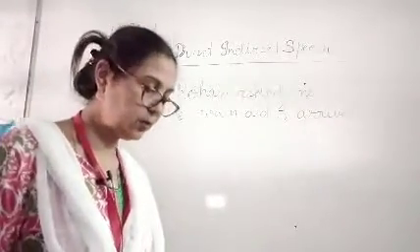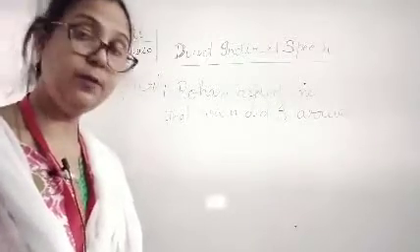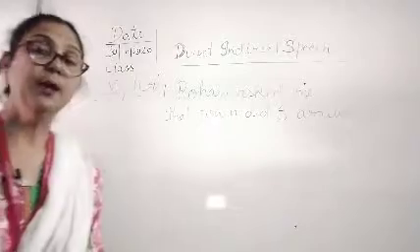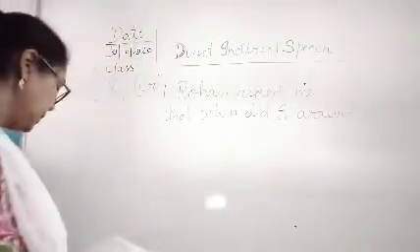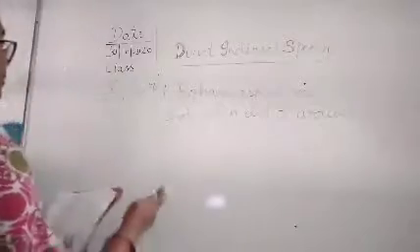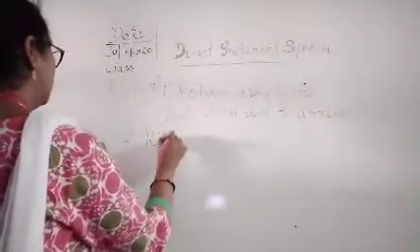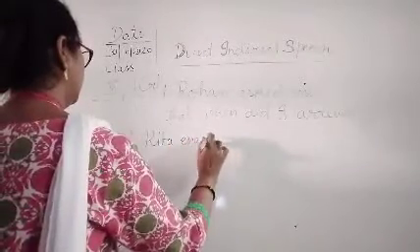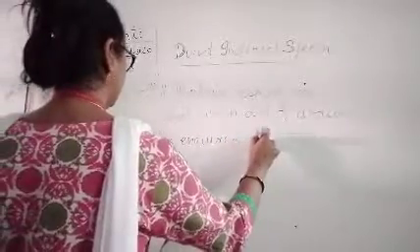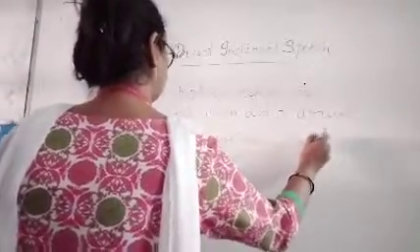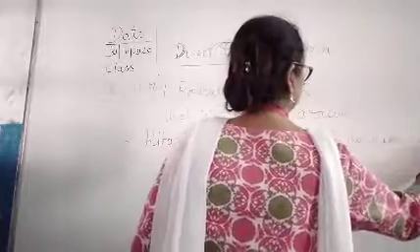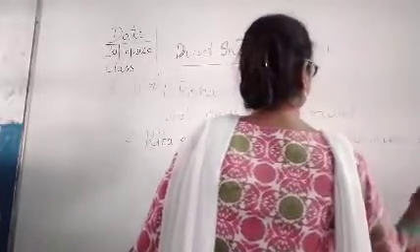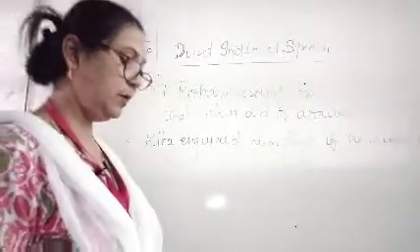Now next exercise we are going to do. Rita said to him, do you like chocolates? That one we should always remember: whenever the questions start with do, does, did, we are supposed to use if and whether. So let's start doing this. Rita inquired him that if he liked chocolate. So, if he liked chocolate.